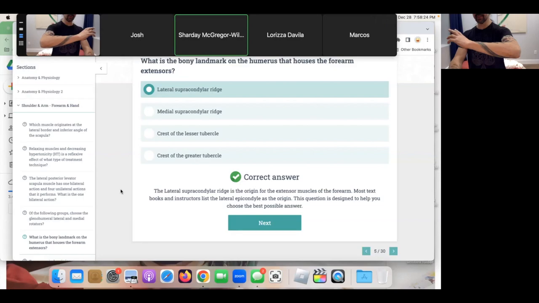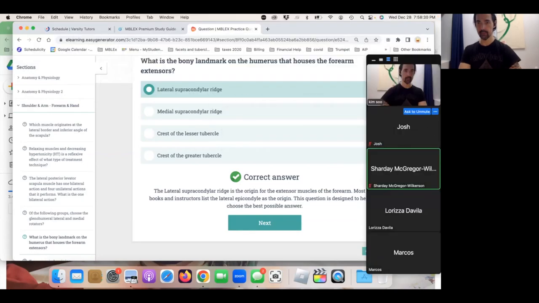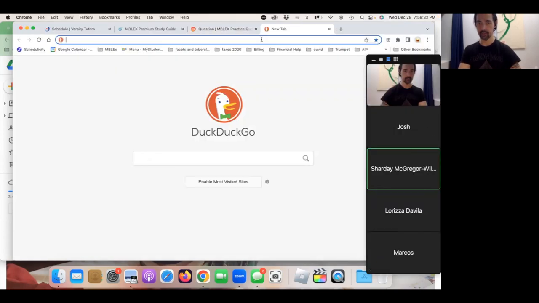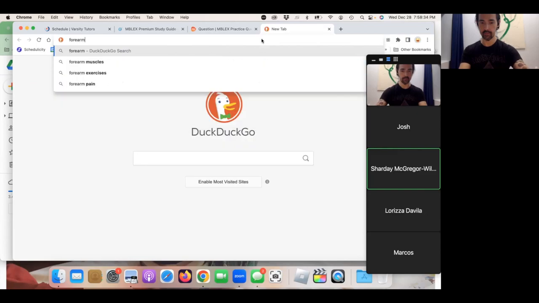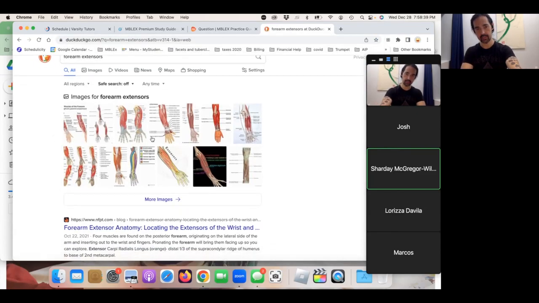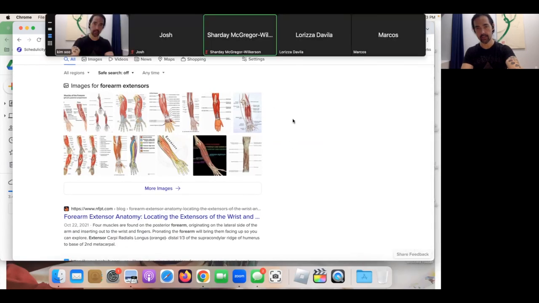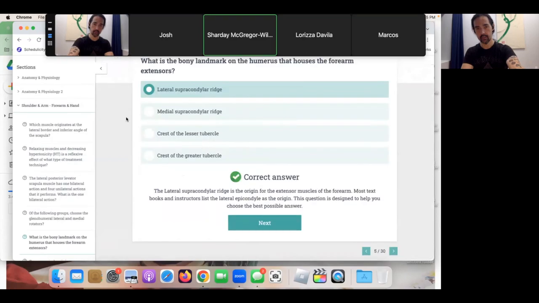The forearm extensors. Wait a minute, let me think about this here. Chardin may be correct. Forearm extensors. I think they are the wrist extensors. Yes, they are the wrist extensors. So the forearm extensors extend the wrist. They're the extensors in the forearm that act on the wrist.